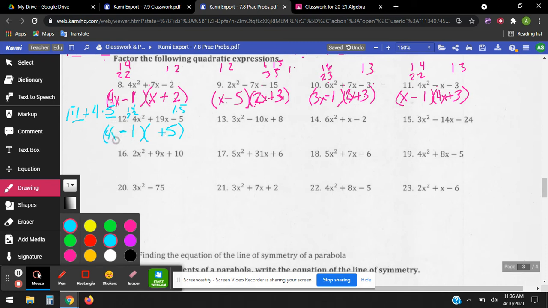I need 4 times my +5 and 1 times my -1. So 20 minus 1 is 19. -1 times 5 is -5. 4 times 1 is 4.